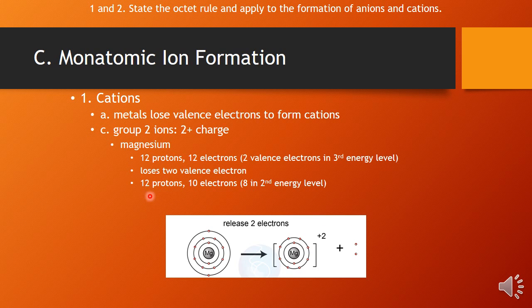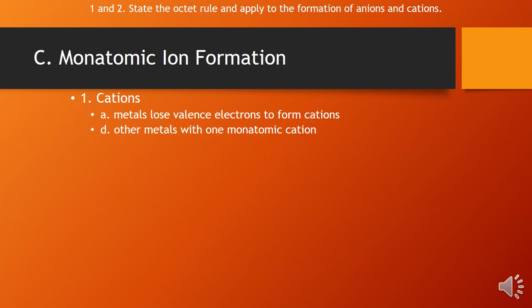If you're not sure where that comes from, consider this. It still has 12 protons, but because it lost 2 electrons, it now only has 10 electrons. Thus, there are 2 more protons than electrons, and we get a 2 plus charge. So we've gone from a neutral magnesium atom to a magnesium ion, which is 2 plus. Just like we said with the group 1 elements, we could go through this same thinking for all the group 2 elements. So all group 2 ions all have a 2 plus charge to them.